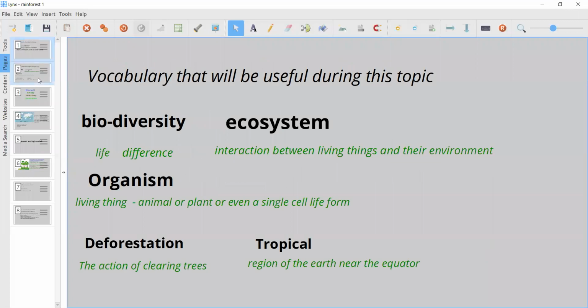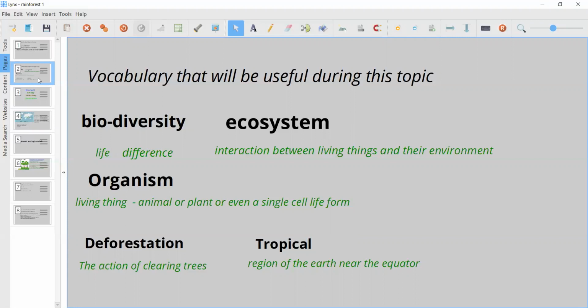Before we go any further, here are some interesting scientific words associated with rainforests that will be useful to learn, and see if you can learn how to spell them as well, because that's really important. So the first word is biodiversity. Great word, isn't it, George? Bio means life, and diversity means different.